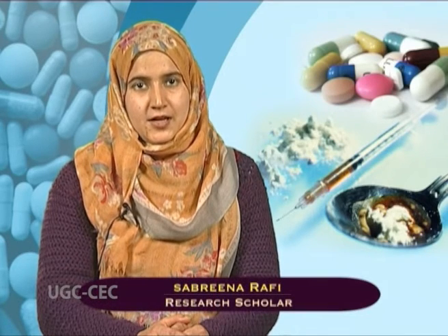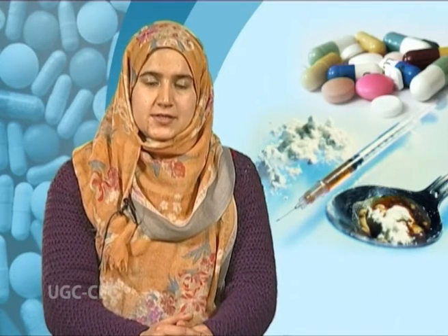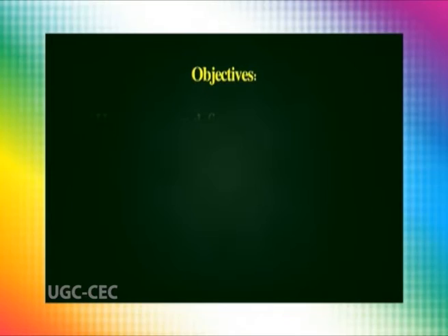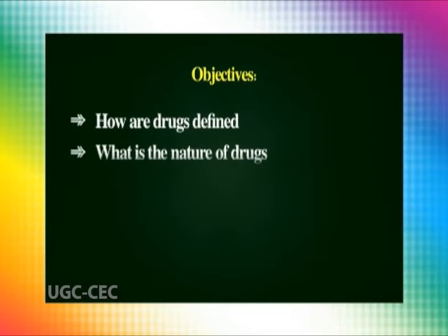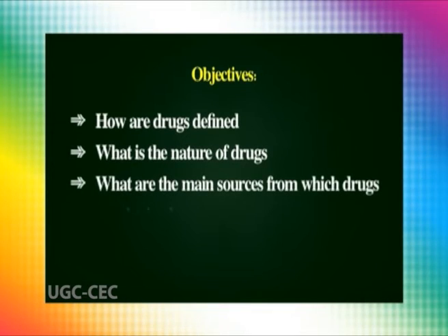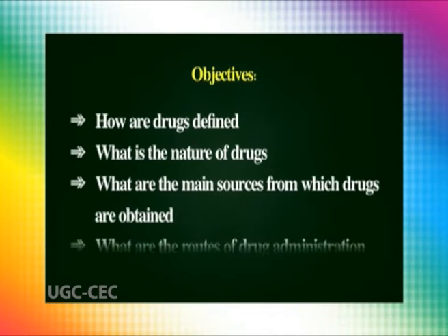Today I am going to talk about drugs, their nature and sources, and their routes of administration. Before discussing the topic in detail, let's first note its objectives. Number 1, how are drugs defined? Number 2, what is the nature of drugs? Number 3, what are the main sources from which drugs are obtained? And number 4, what are the routes of drug administration?